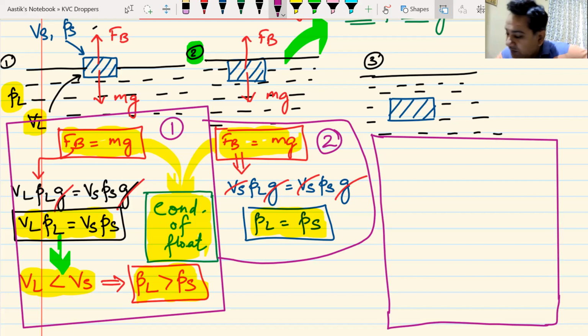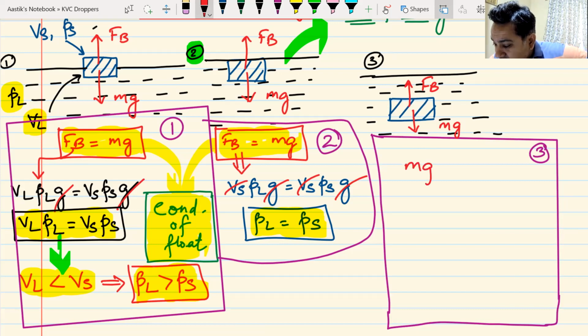What will happen in case number 3? In case number 3, it has already sunk. Now let me draw the free body diagram. This is the weight mg, and this is the buoyant force FB. Since it is sinking, this weight mg is greater than the entire buoyant force FB. Do we understand this?